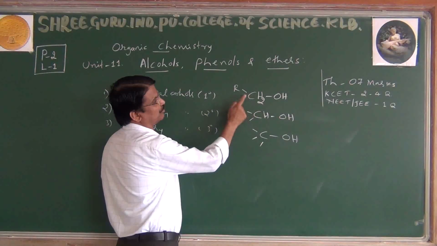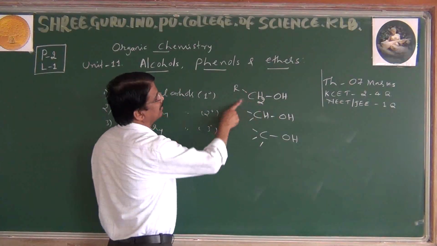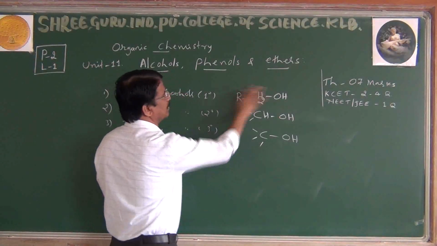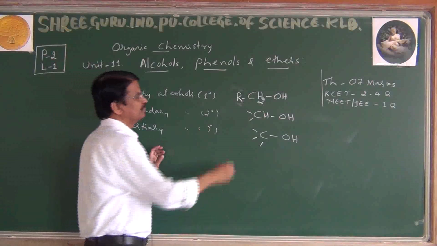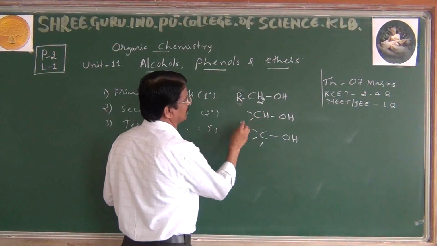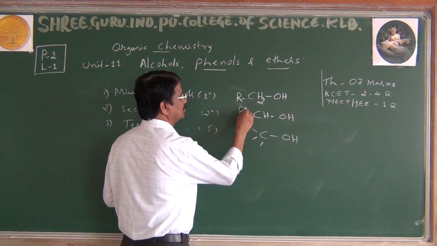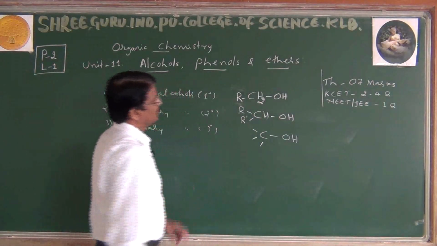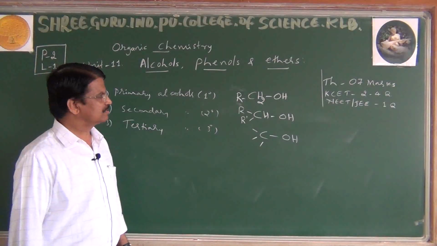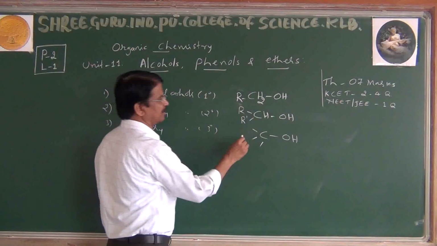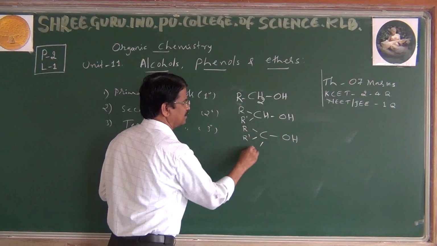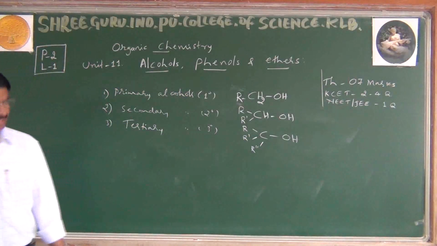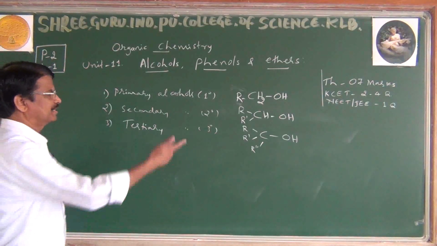Here only 4 bonds: 1, 2 plus 2, 4. RCH2OH, primary alcohol, 1, 2, 3, 4, right. R and R dash. RCH, R dash, OH, secondary alcohol. R dash, R dash: tertiary. Primary, secondary, tertiary. And even now we can write in short.